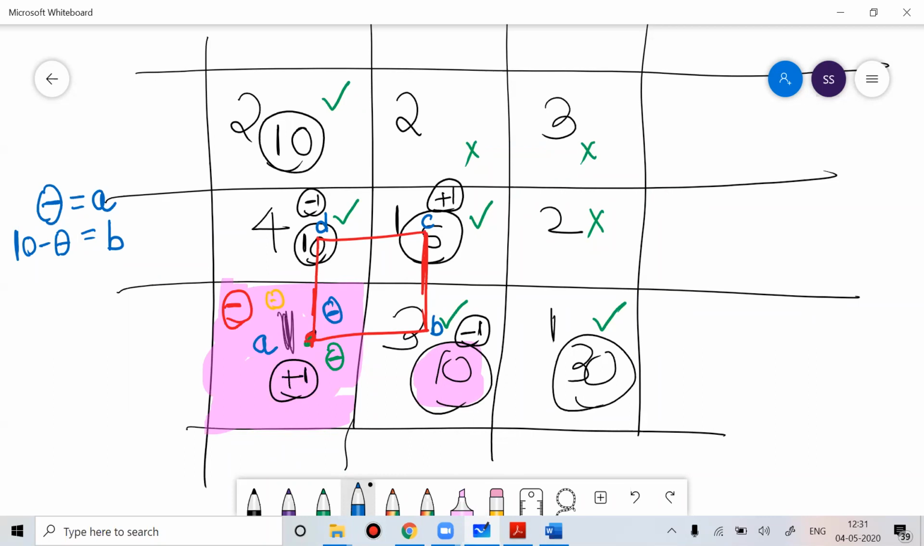Now if you go to C, A has a plus sign, B has a minus sign, and C has a plus sign, plus minus like that you will do. C has a value of 5, so write that as 5 plus theta. Now if you go to D, D has a minus sign, and D has a value of 10, so D would be 10 minus theta.